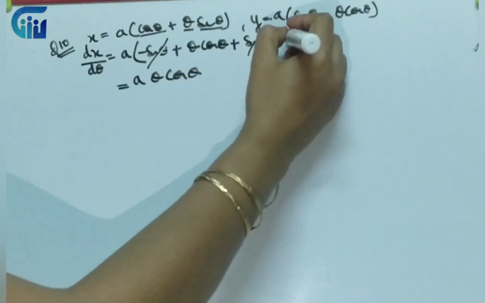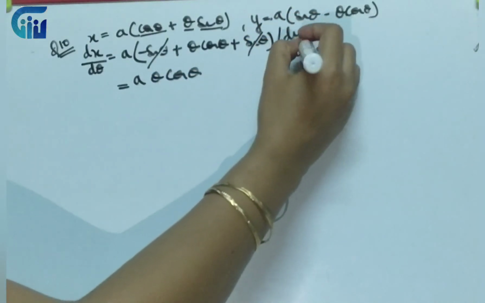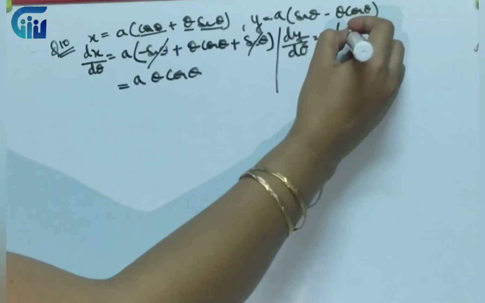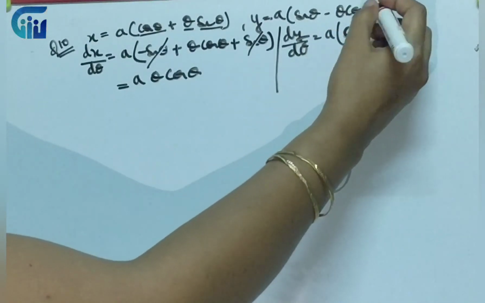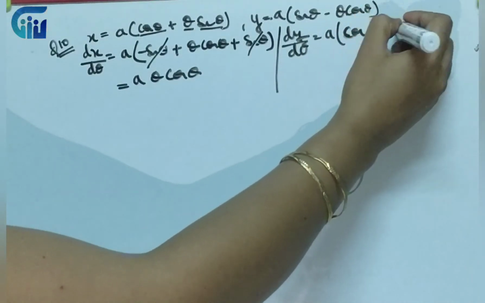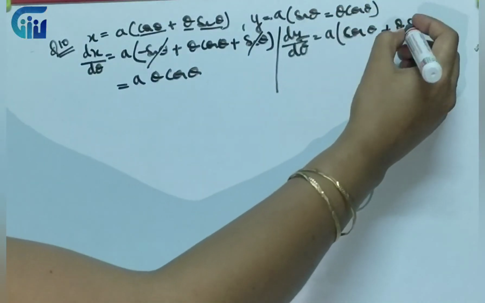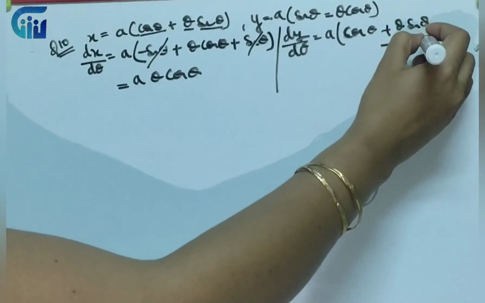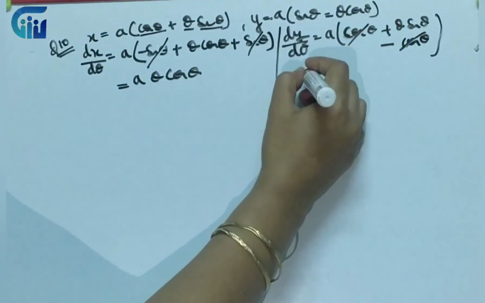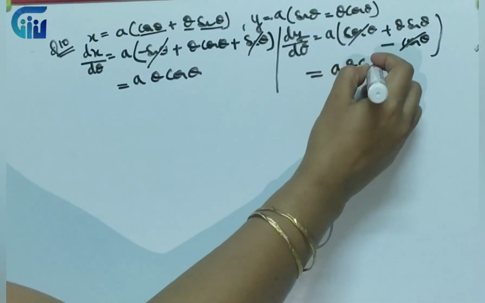The same applies to this, dy by d theta. This is a sine theta, derivative is cos, minus theta as it is, derivative for cos is sine, and minus because we had minus sine over here. So derivative for theta is 1, so this will get cancelled. I'll have a theta sine theta.